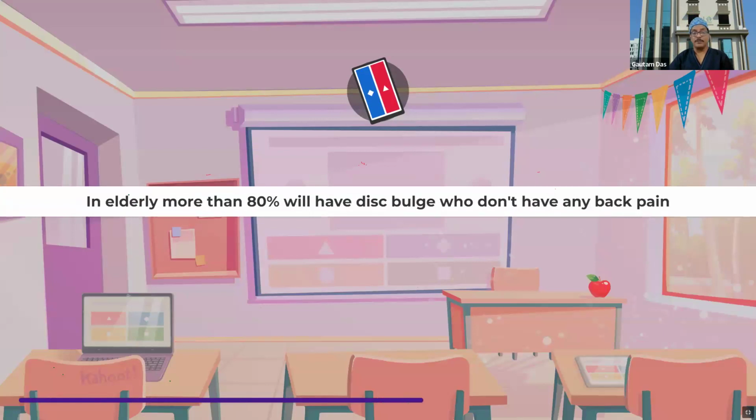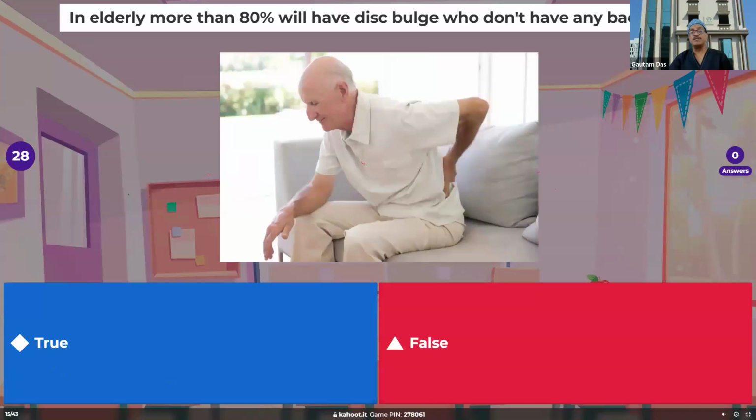Now one very important MCQ. In the elderly, more than 80% will have disc bulge who don't have any back pain. Is it true or false?